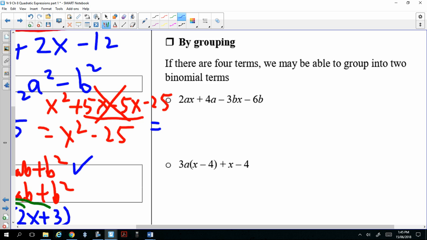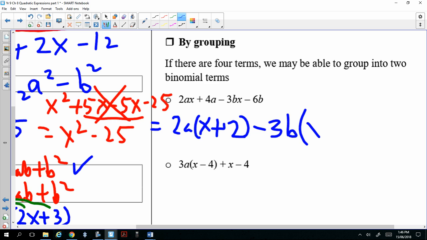2a. So you write down what's left? x plus 2. Right, not 4. 2 times a. 2 times 2a is 4a. How about the second bit? 3b (x plus 2).